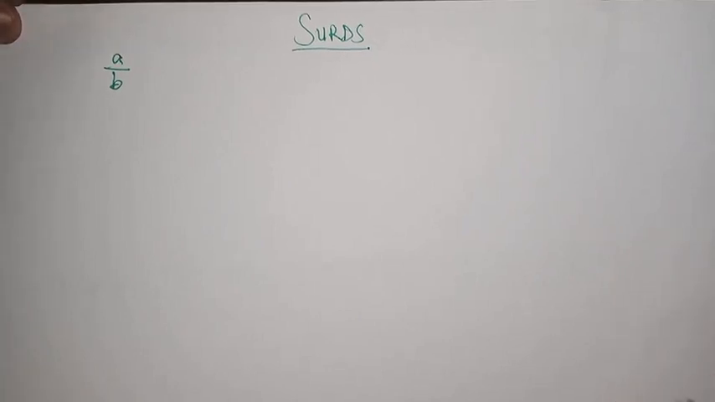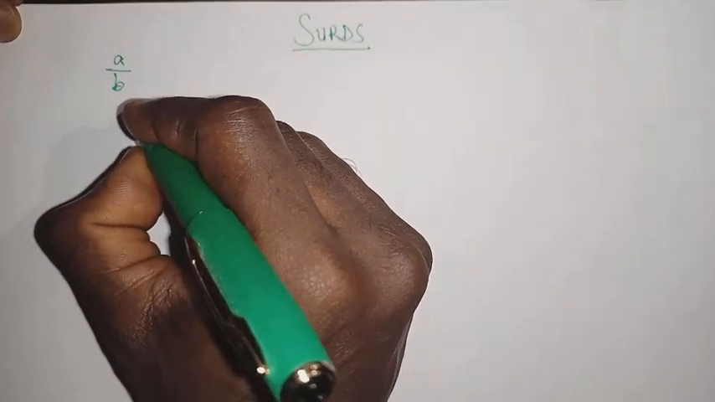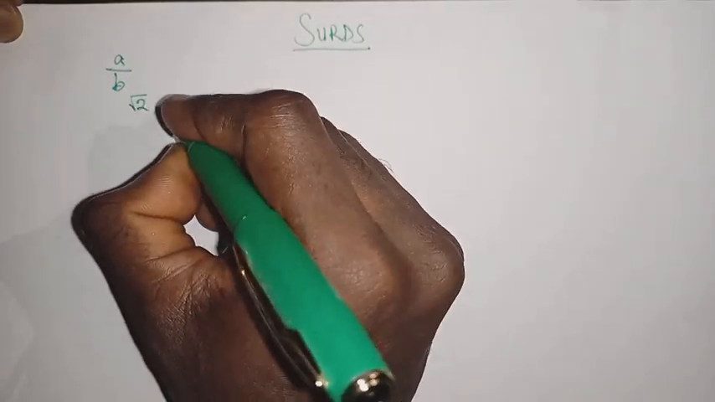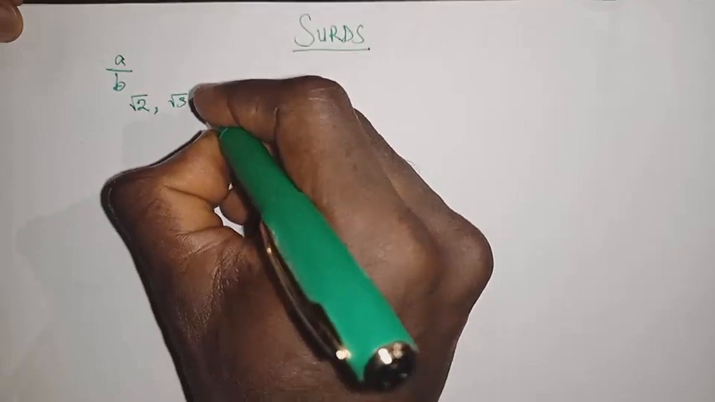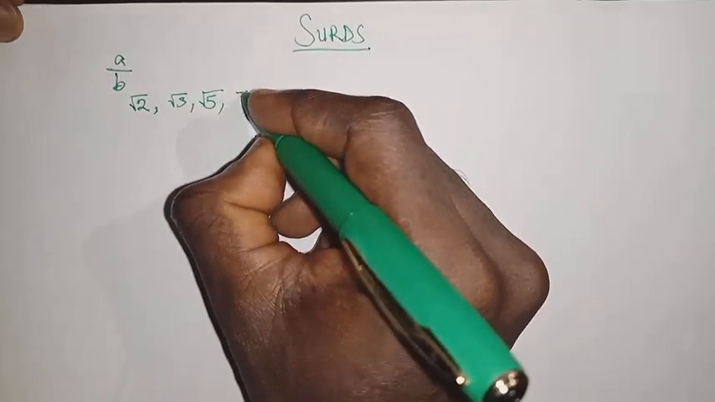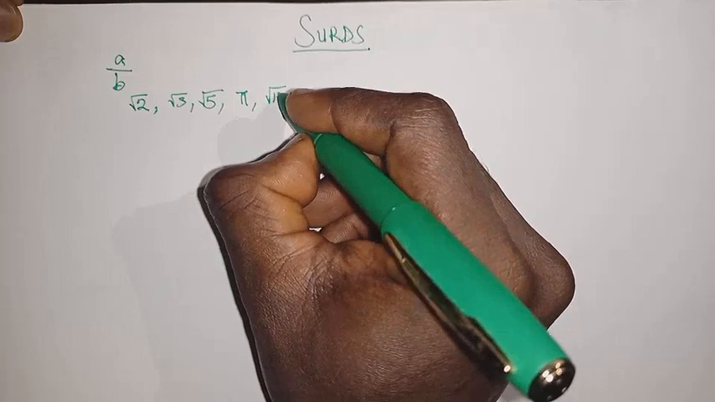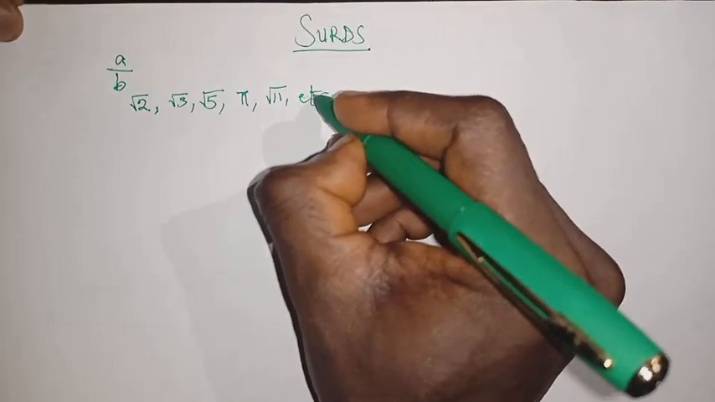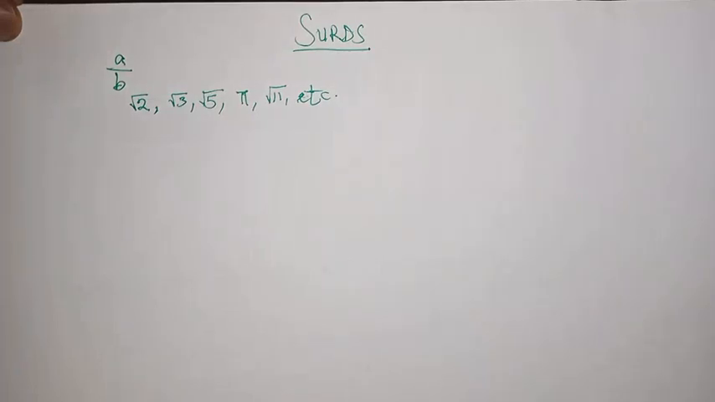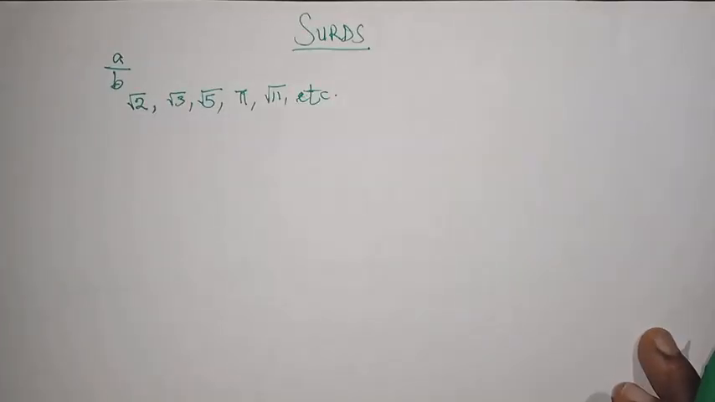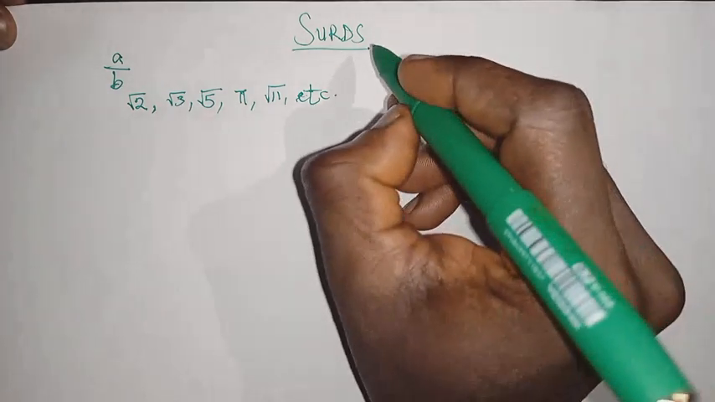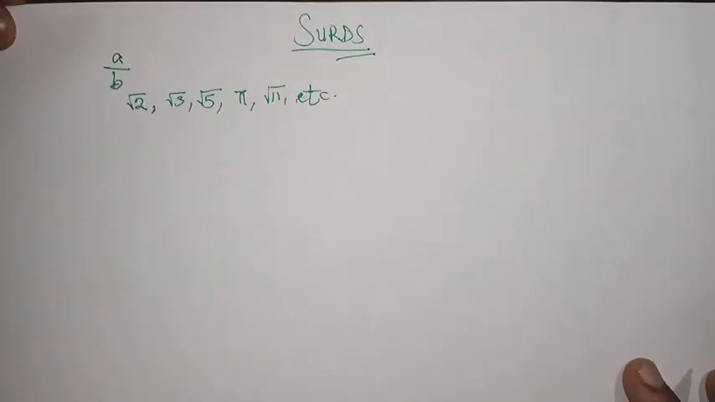Okay. Now, examples of surds are the square root of 2, the square root of 3, the square root of 5, pi, and let's say maybe the square root of 11. There are so many numbers that are irrational. Irrational numbers which are roots, square roots of rational numbers, basically, are all referred to as what we call surds. So quickly we're going to look at the rules that govern surds.